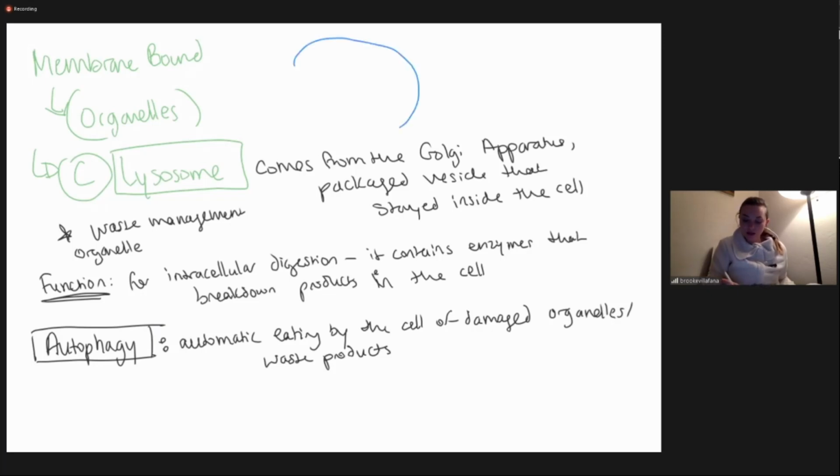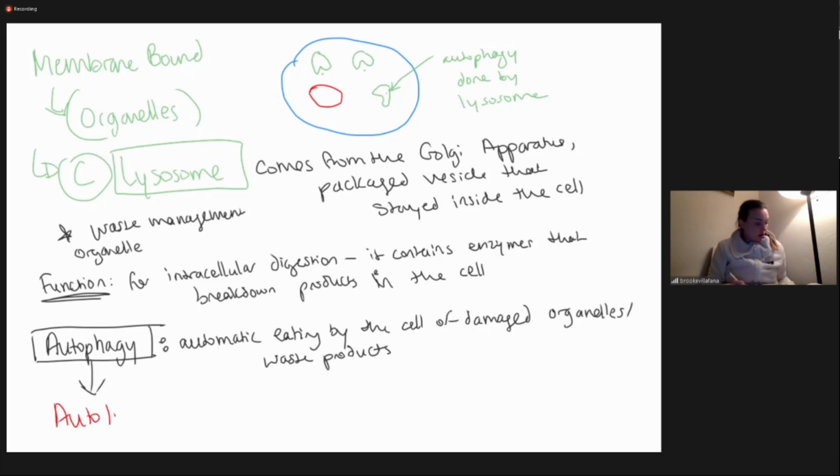So basically your lysosome is constantly going around. If this is my cell, here's my nucleus. That little lysosome is just on its way, kind of like a little Pac-Man, right? And it's eating up little waste products in the cell. Does that make sense? That would be called autophagy. Autophagy is the process. Autophagy is done by the lysosome.